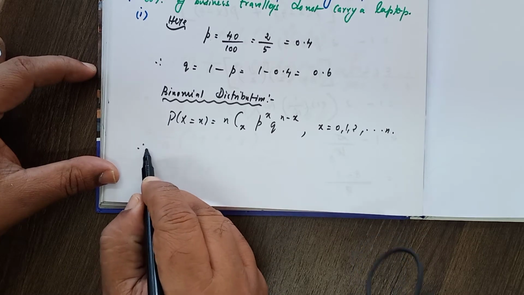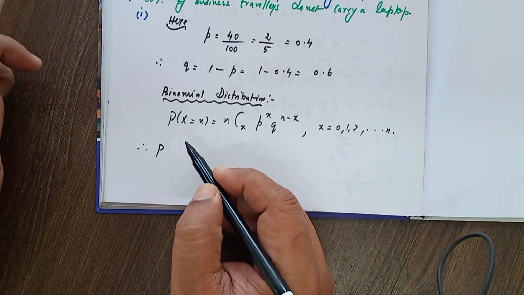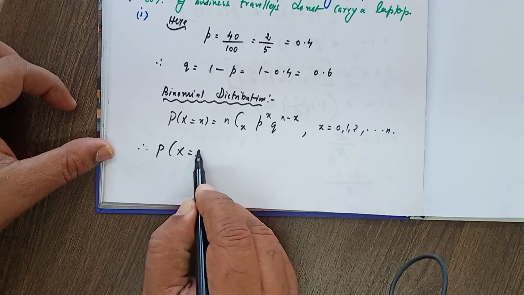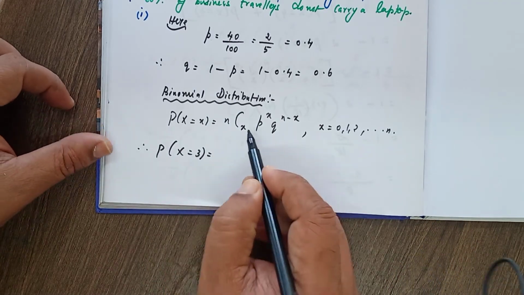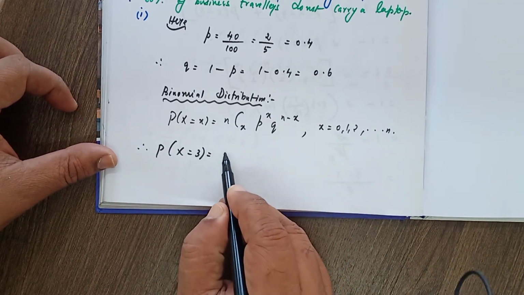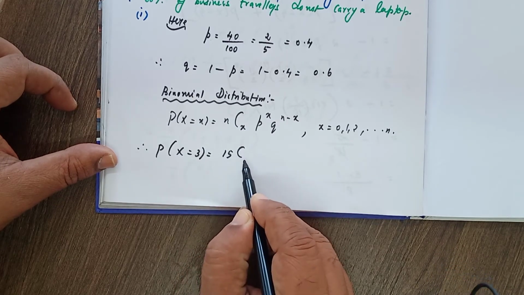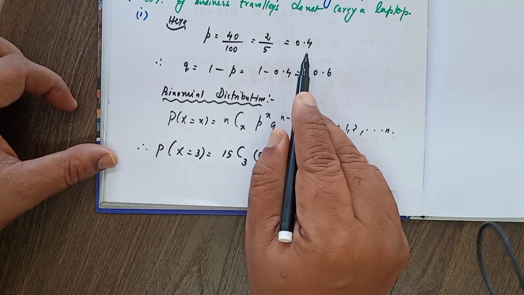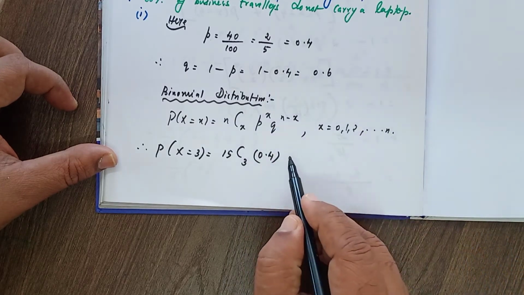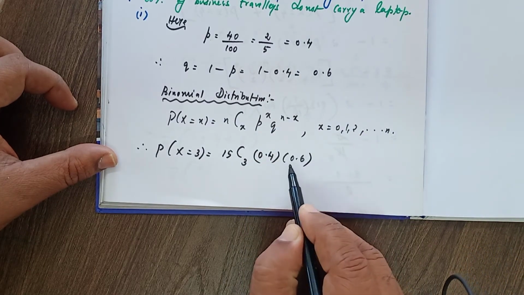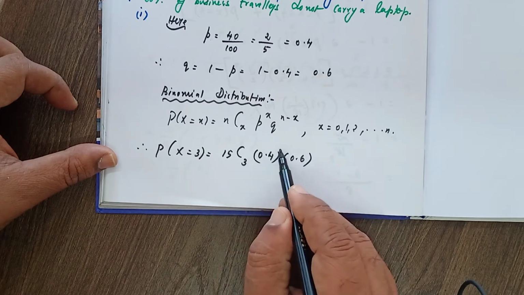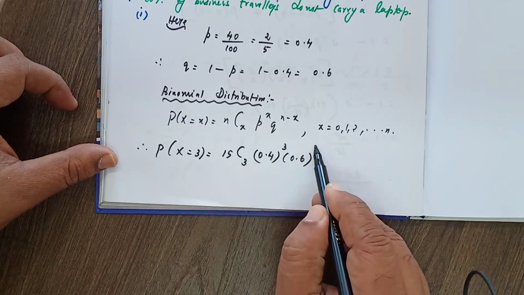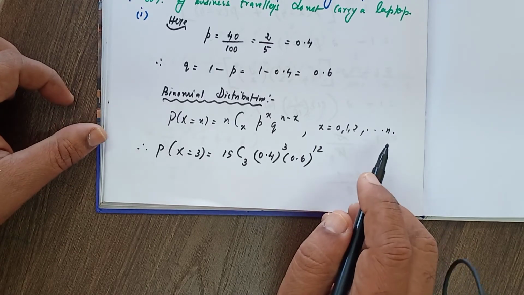Now, therefore, the question is probability that 3 will have a laptop. So x is equal to 3. Substitute in the formula. We know the value of n is equal to 15, C, x value is 3. P value is 0.4, Q value 0.6. Here power x value, here it is 3. Here n minus x, 15 minus 3, 12. I have written directly.